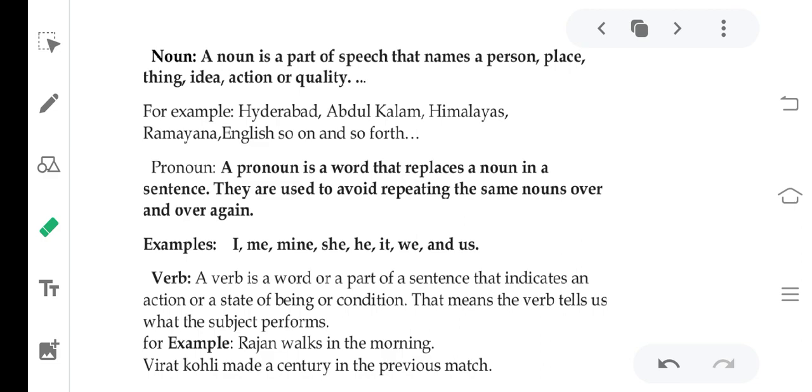In the same way, second sentence: Virat Kohli made a century in the previous match. So, what is the verb? Made. Yes, exactly correct. Let's move on to the next slide.